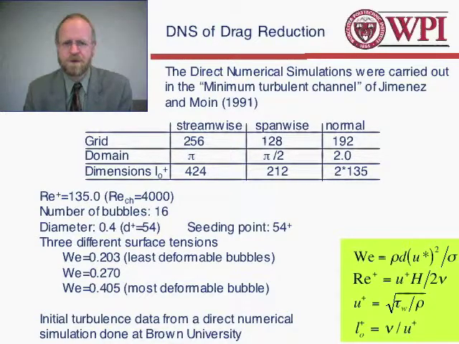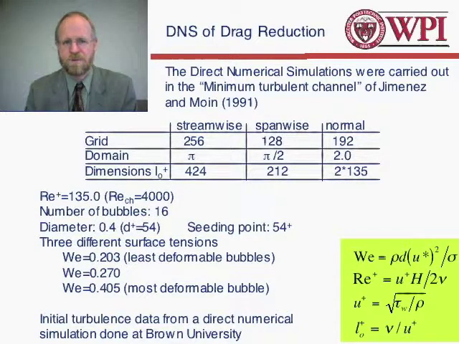I've selected to talk about a set of 3 simulations here, all done in the minimal turbulent channel of Jimenez and Moin. The dimensions of the channel are shown in the table below. In computational units, the channel height is 2, it's pi long and pi over 2 wide. The turbulent Reynolds number, based on the wall variables, is 135, which corresponds to half the channel height in wall units.